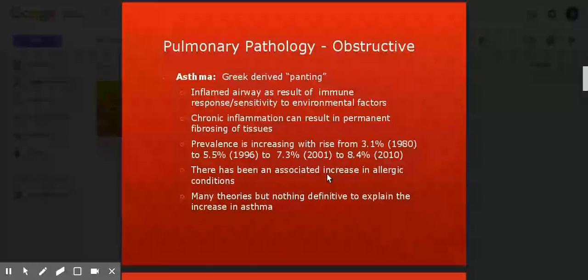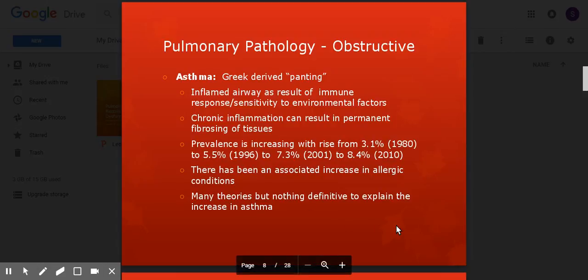And so one of the theories is that actually our clean living standards, lack of childhood infections, and lack of exposure to farming and high environmental insults environments as small children results in this susceptibility to having an inflammatory response when breathing in allergens.